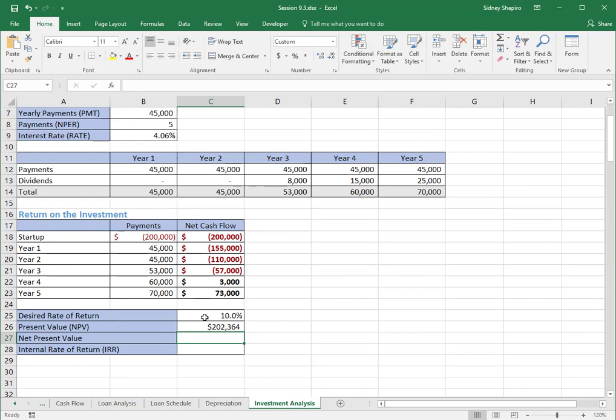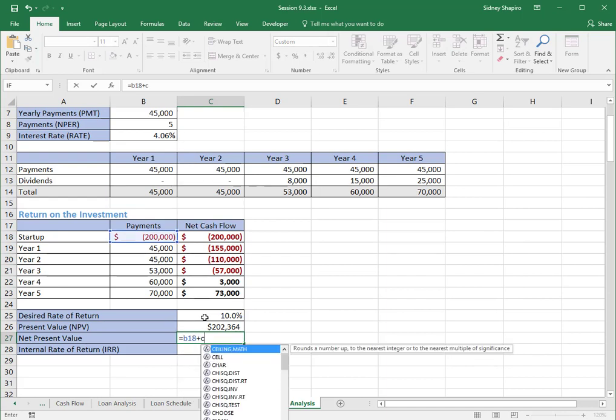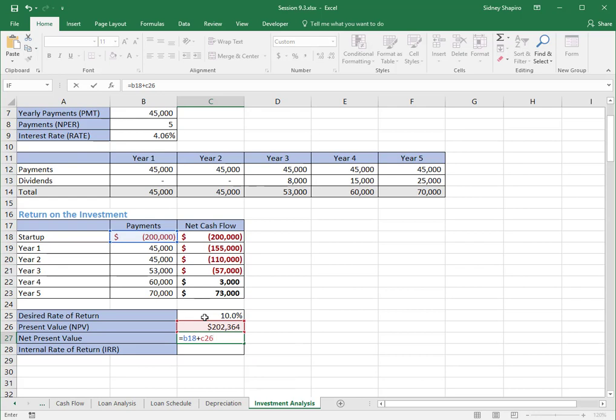Okay, and then in C27, we're going to type in equals B18 plus C26. There we go. 2364. Select C26, figure 9.25. So we have a 10% rate of return. We have the present value of future cash flow and the net present value of the investment. According to these results, the $200,000 investment is worth $2,364 more than the payout obtained by placing the same amount in a savings account that pays 10% annual interest.